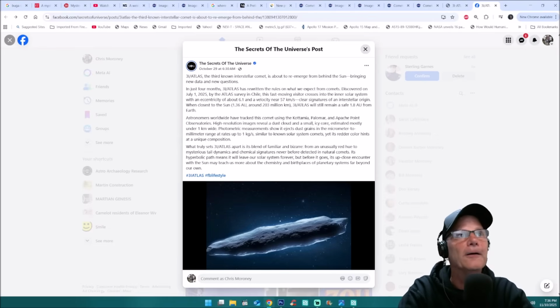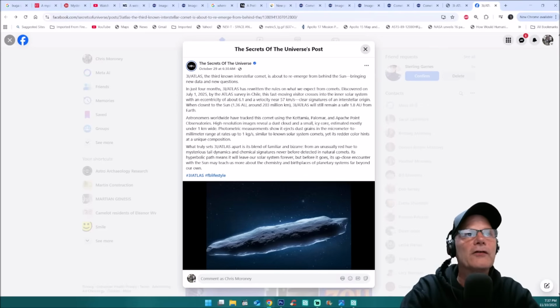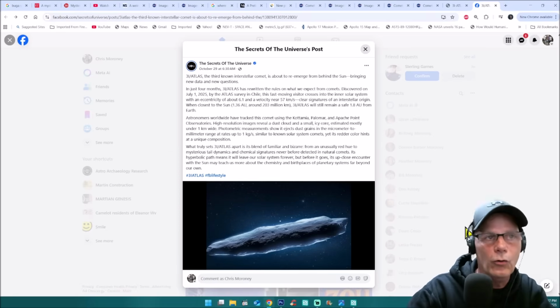That's all they're saying. What truly sets 3I Atlas apart is a blend of familiar and bizarre. From an unusual red hue to mysterious tail dynamics and chemical signatures never before detected in natural comets, its hyperbolic path means it will leave our solar system forever. But before it goes, its up-close encounter with the sun may teach us more about the chemistry and birthplaces of planetary systems far beyond our own.